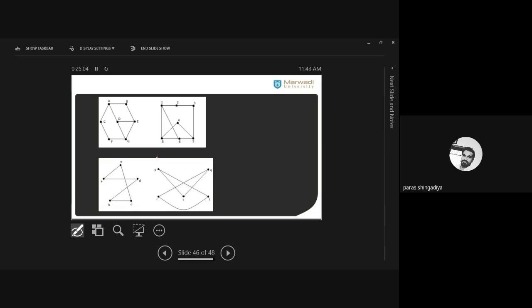Now let us check the one-to-one correspondence. Okay, if both are equal, there is only one way to verify whether they are isomorphic or not. It is the one-to-one correspondence. Okay, if any data is mismatched, then there is no need for verification of isomorphism.